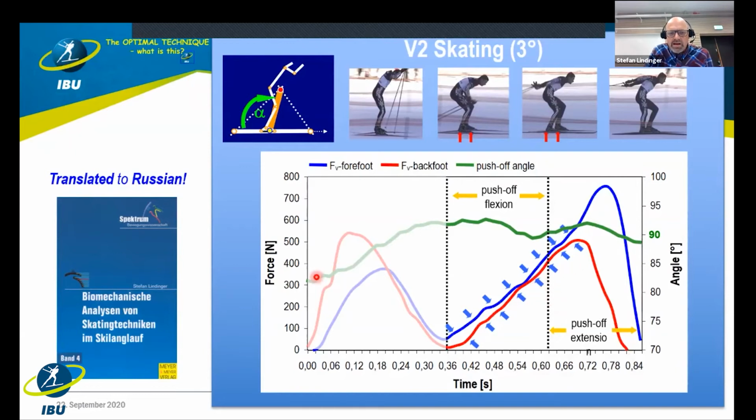And this is the angle that we defined, this green line. It's not a line, but it's around 90 degrees in the whole phase. And that's characterizing a good push-off in skating. That's the same in speed skating, in inline skating, and in cross-country skating.